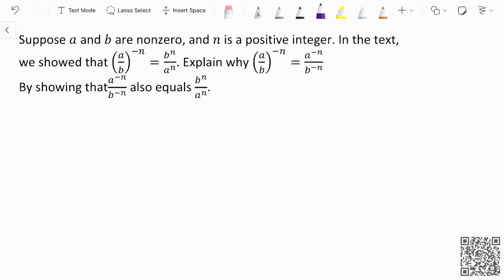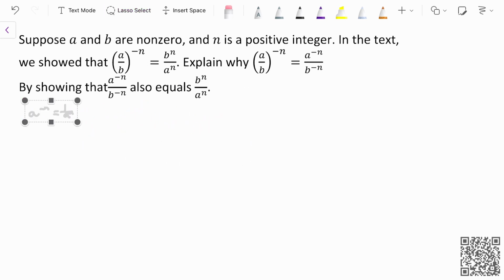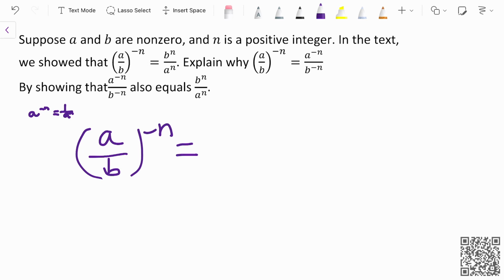If a and b are non-zero and n is a positive integer, you might know that a number like a to the power of negative n is equivalent to 1 over a to the power of n. I'm going to put that in the corner for reference and move on to solving. Let's start solving a over b to the power of negative n.